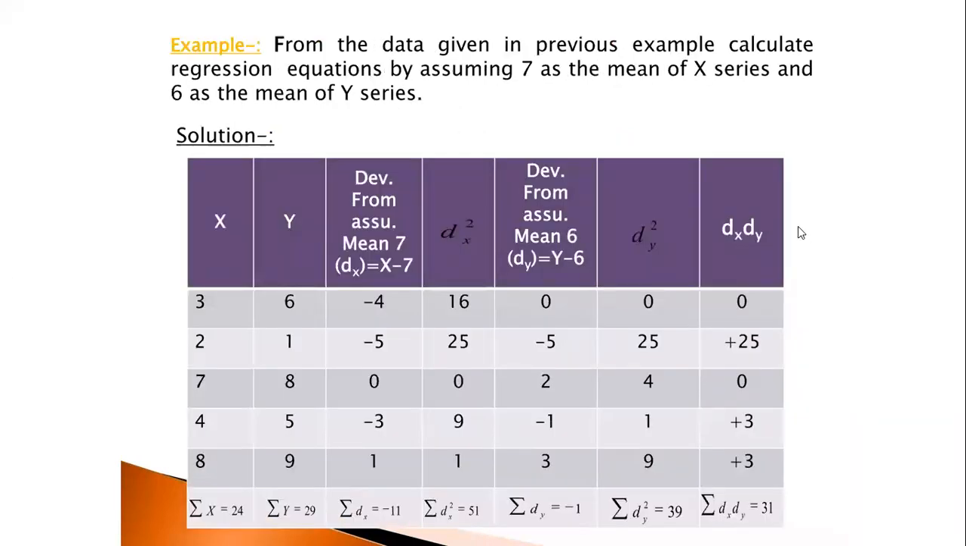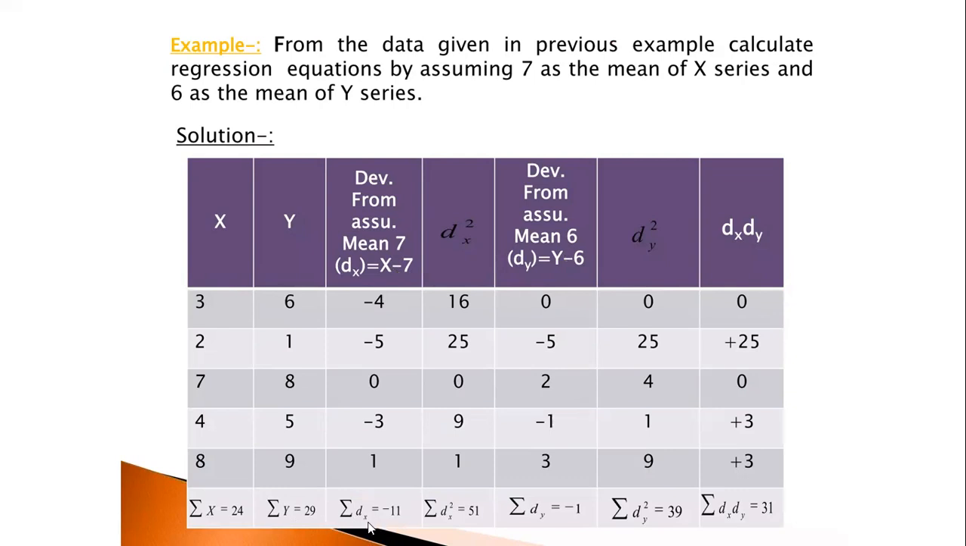So let us take the data given in the previous problem. Calculate the regression equation by using 7 as the assumed mean for the x series and 6 as the assumed mean for the y series. Assumed mean means we'll be assuming some value. That is, we'll be calculating x minus 7 and y minus 6. So these are the values you're getting.